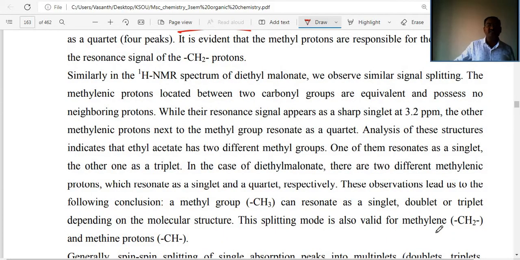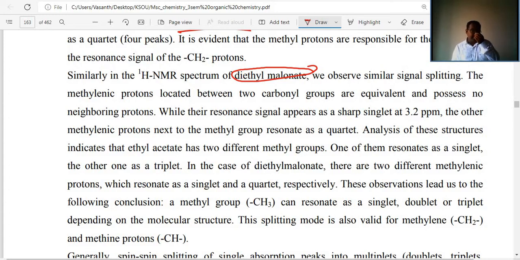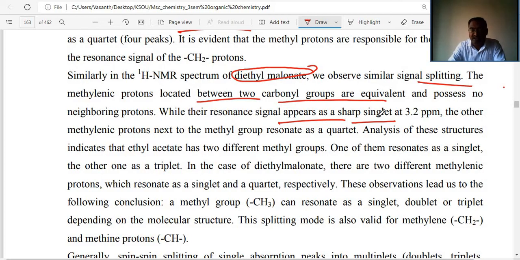Similarly, we consider some other examples, dimethyl malonate, diethyl malonate, etc. In diethyl malonate, we observe similar signal splitting. The methylenic protons located between two carbonyl groups are equivalent and possess no neighboring protons, so their resonance signal appears as a sharp singlet at 3.2 ppm. The other methylenic protons next to the methyl group resonate as a quartet.